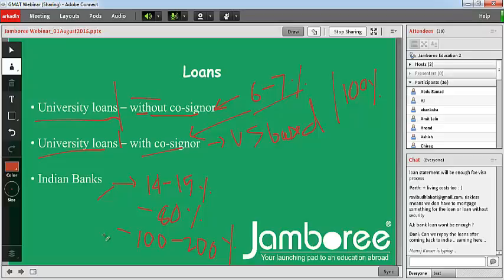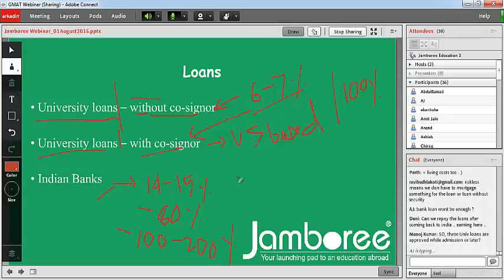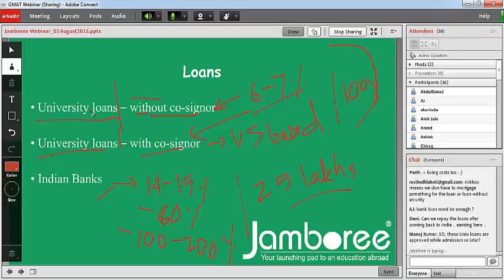So AJ, your question is loan won't be enough. I'm not able to understand your question. The caps on Indian bank loans are usually up to 25 lakhs, so it might not be enough. Whereas these loans will cover the entire cost irrespective. So it can go up to 50, 60, 70 lakhs also. So there are distinct advantages of the loans given by the universities.